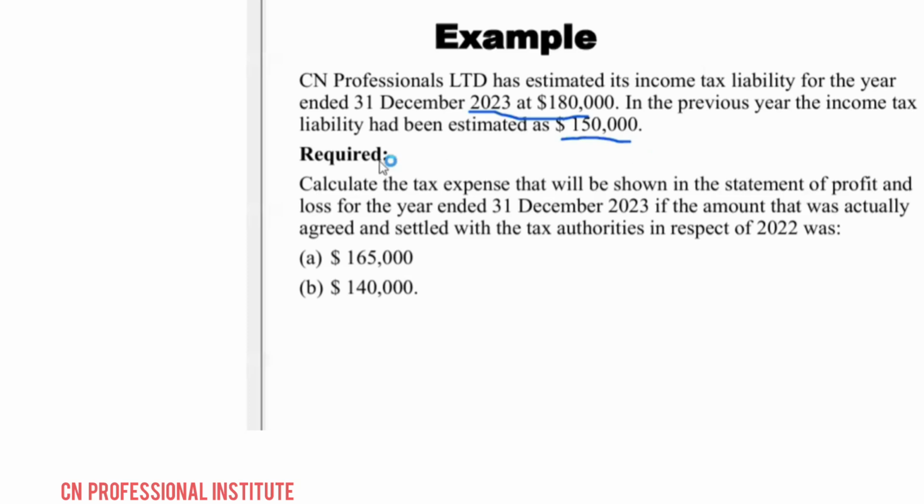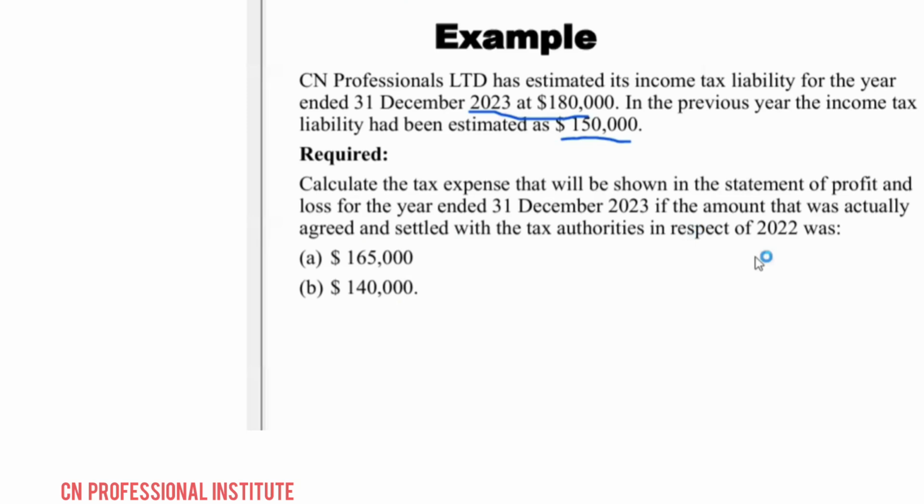Let's get the requirement. It says required: calculate the income tax expense that will be shown in the statement of profit or loss for the year ended 31st December 2023, if the amount that was actually agreed and settled with the tax authorities in respect of 2022 was A, $165,000 and B, $140,000.